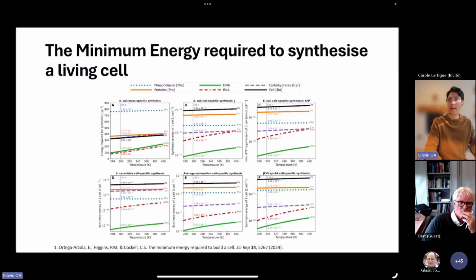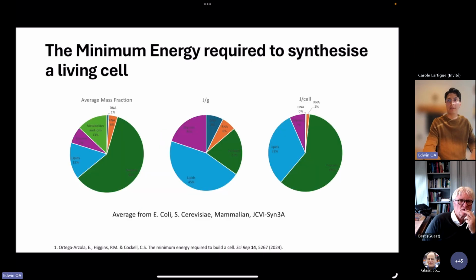Now, I think it might be a bit hard for you to see the graphs right here. So I went ahead and simplified the information. Here we have three data sets grouped in an average. So I just grabbed the average values we got for E. coli, cerevisiae, mammalian cell, and the SYN3A cell. And just created these pie charts here.